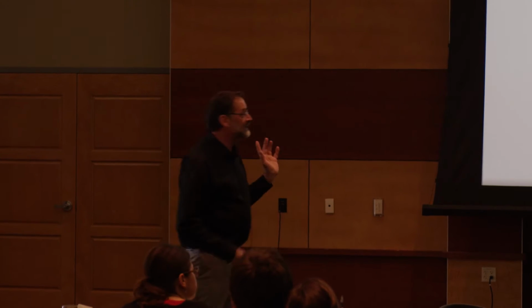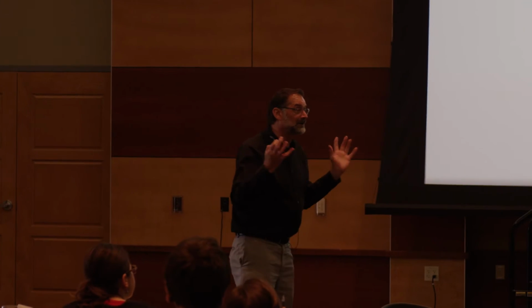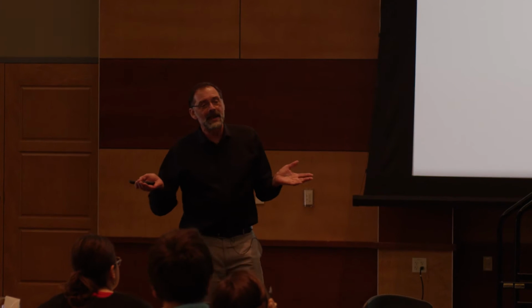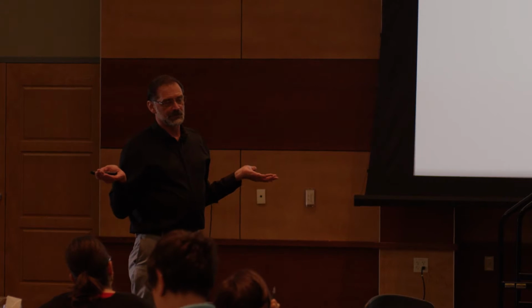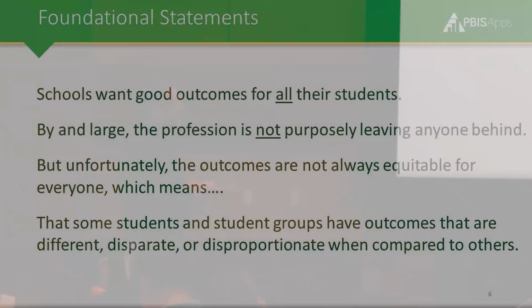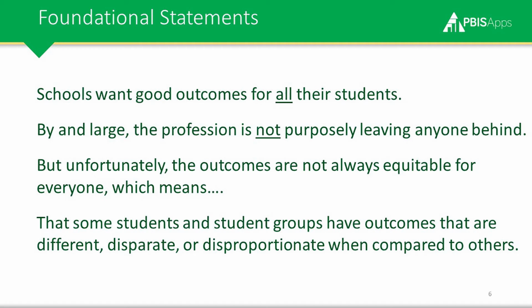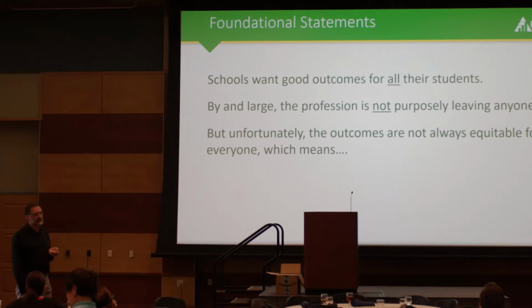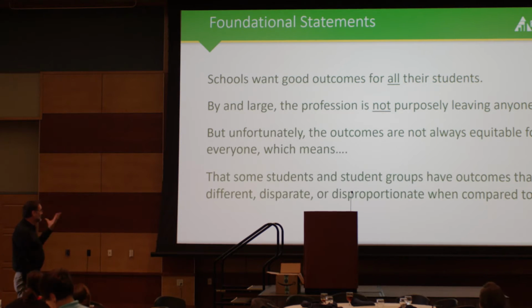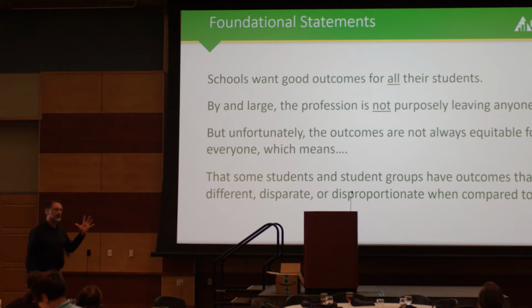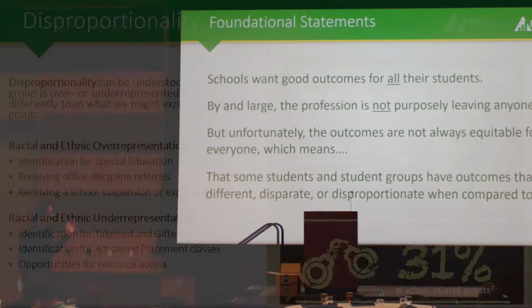First, on disproportionality. Some foundational statements first: we would make the case that we all got into this for the same reason. We wanted to help others do well. Our hearts were in the right place, and we've been trying to do so. For the most part, schools want good outcomes for all their kids, and we wouldn't purposely leave anybody behind, but we know that what happens in reality is that certain groups of kids do get different outcomes than other groups of kids, which means they get different, disparate, or what we call disproportionate outcomes.